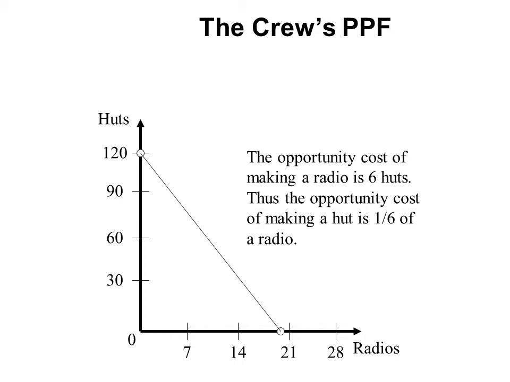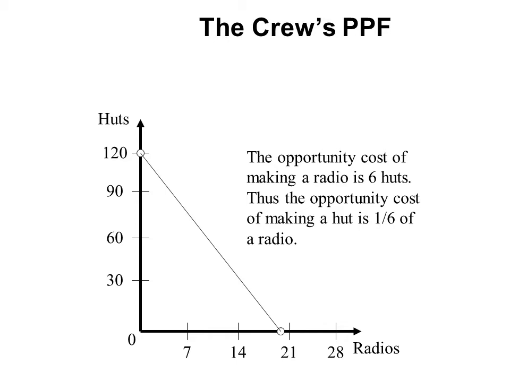Now that we understand that the crew's production possibility frontier is linear and demonstrates constant cost along the curve, how do you calculate the opportunity cost of each product in question? Well, if the crew just made huts, they could make in 1 month 120. That's their maximum level of production on the vertical axis. Likewise, if the crew just made radios, they can make 20. Notice that the production possibility frontier on the horizontal axis stops just short of 21. Therefore, their maximum possible level of production for radios is 20.